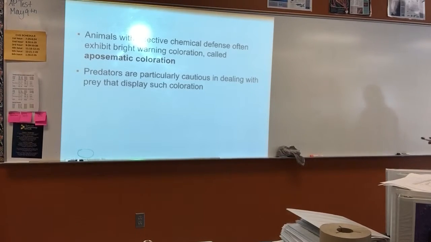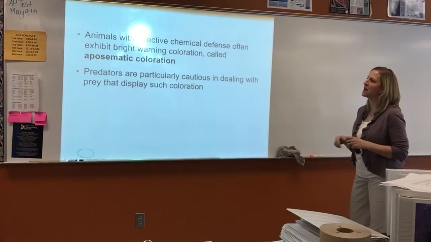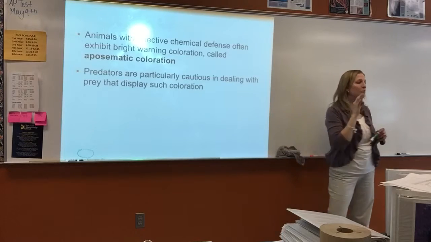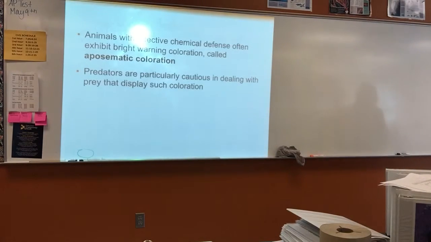So let's look at this. Animals that have chemical defenses, they're really good at chemically defending themselves, often exhibit bright warning coloration. Do you guys know that? A lot of animals that are brightly colored have chemical defenses. This is called aposematic coloration. And so what happens is the predators, when they get the prey, it may make them sick, not taste good or whatever, and that prey is brightly colored, and then they learn, stay away from the brightly colored prey because we have a negative reaction to it.